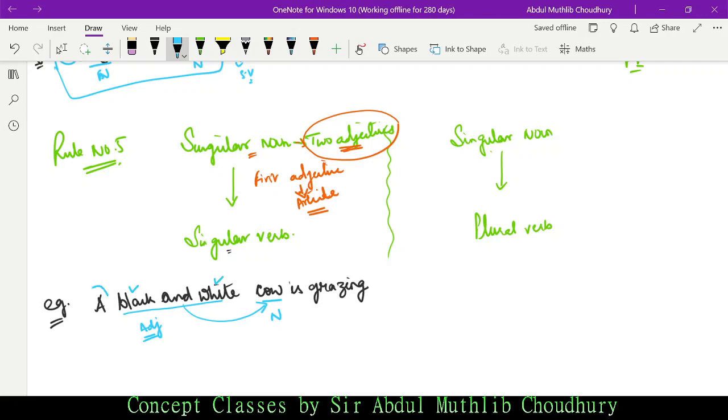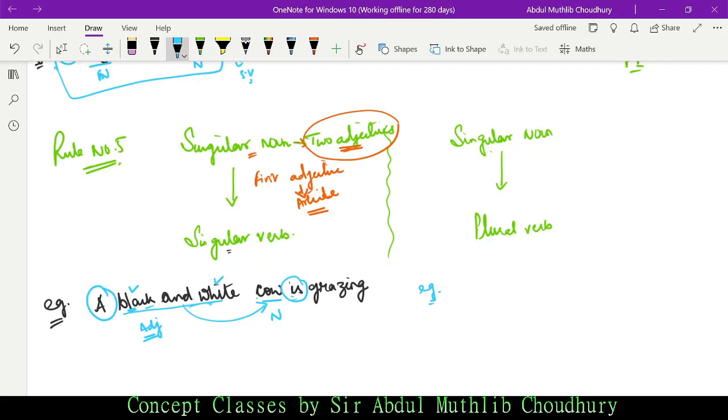If you notice, I have used article only before the first adjective and not the second one. Therefore the verb which is used is a singular verb, because the cow here has both the colors, black as well as white. So it's talking about a singular noun, therefore it is followed by a singular verb.